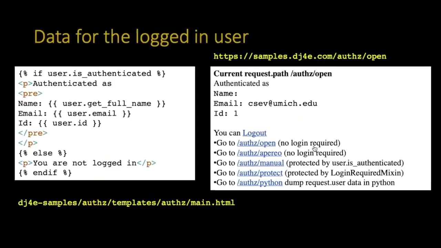Like I mentioned, there's a whole bunch of data that we can get. There is this user variable, and that user variable has their full name, their email, and very importantly, the primary key of the logged-in user. But these things are only defined if user is authenticated is true.